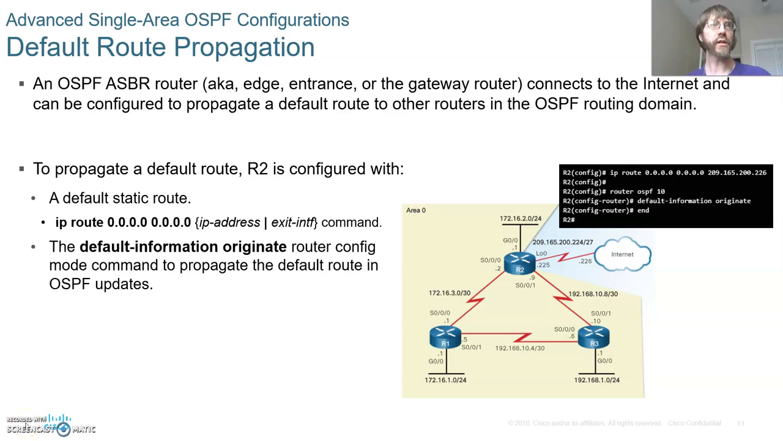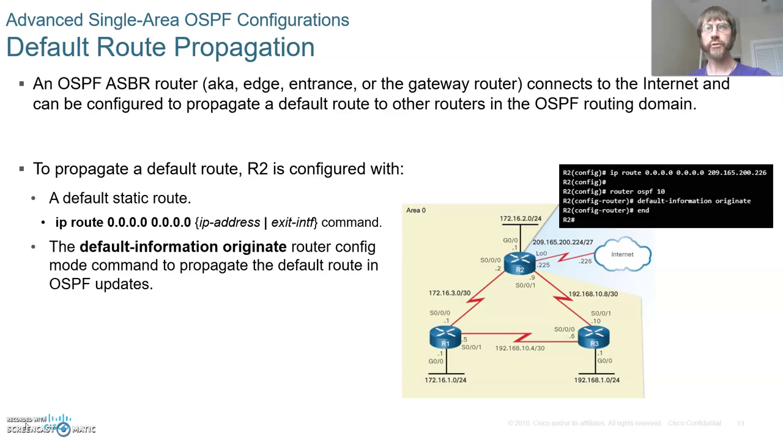This is the next section of that video series on Chapter 10. We're going to start talking about default route propagation. Of course, when we start talking about default route propagation and OSPF router roles, we're by definition talking about an ASBR.